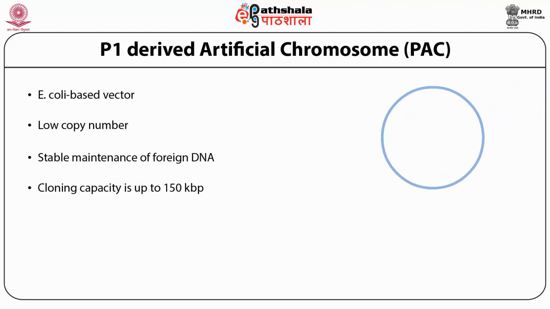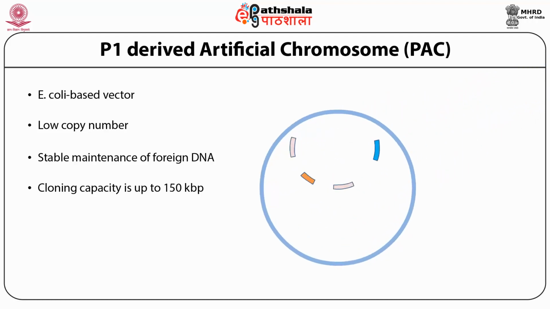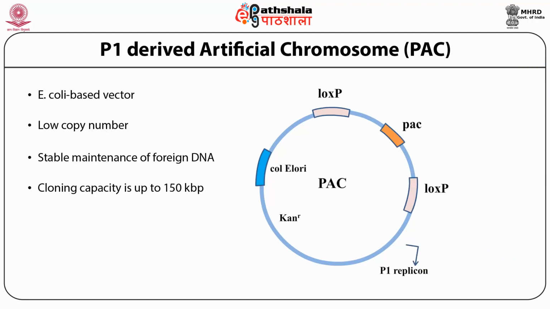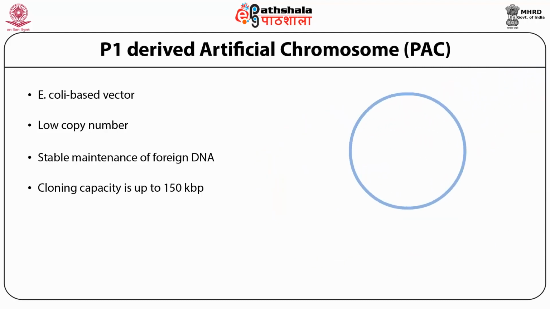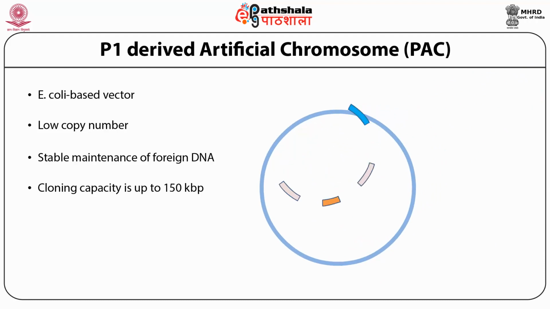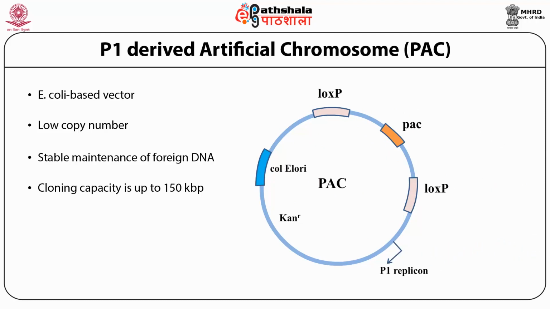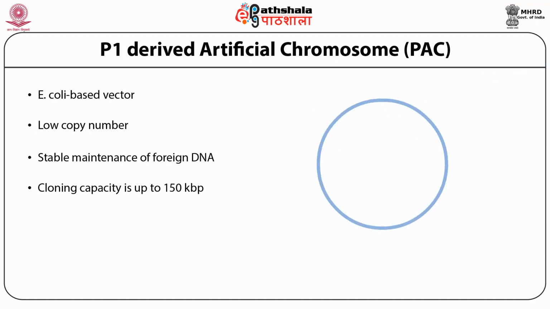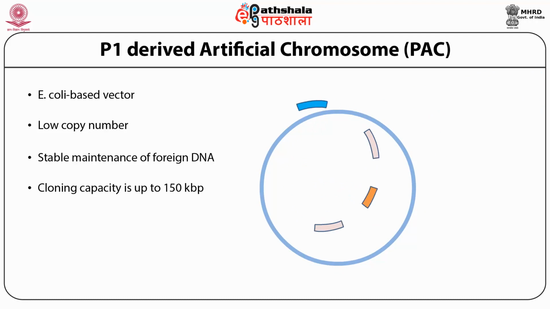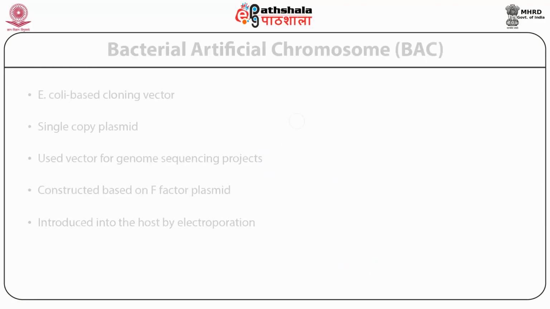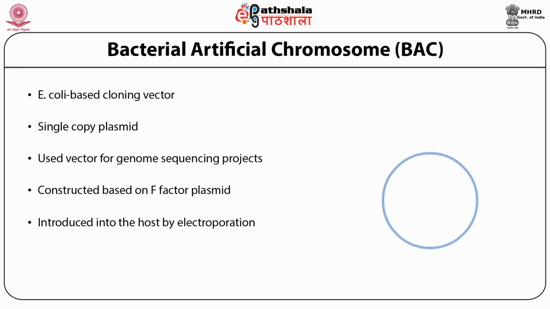No chimeras or instability is associated with this vector and it is used for genomic mapping. It is introduced by electroporation and the carrying capacity of P1 derived artificial chromosomes is about 60 kilobase pairs to 150 kilobase pairs. Thus, these are E. coli based vectors, are low copy number, stable for maintenance of foreign DNA, and capable of having 150 kilobase pair of foreign DNA.